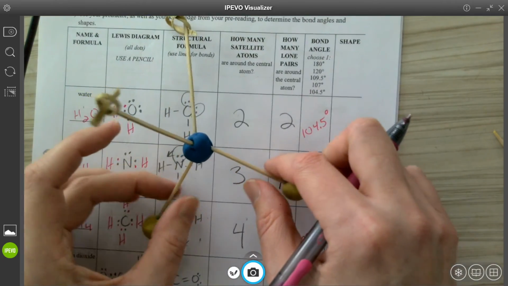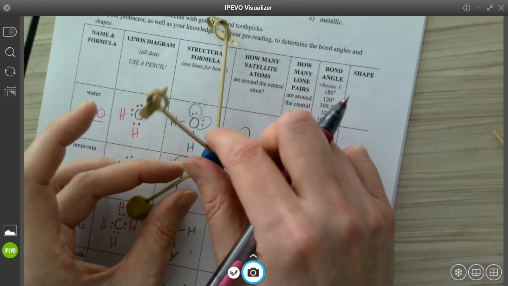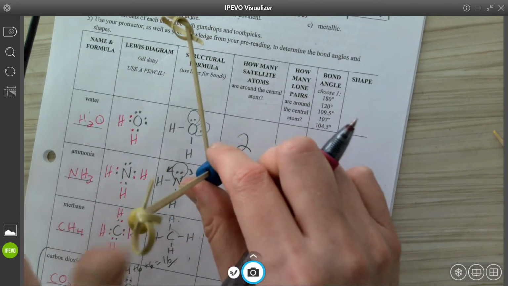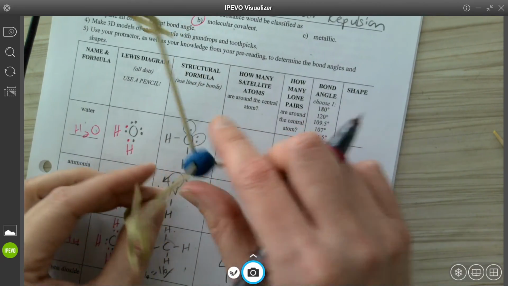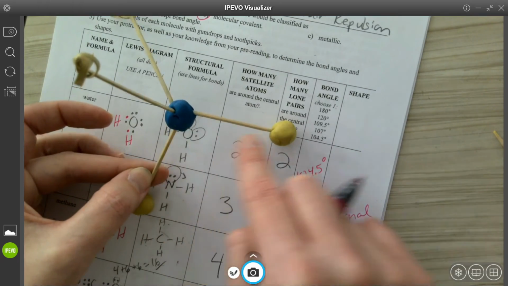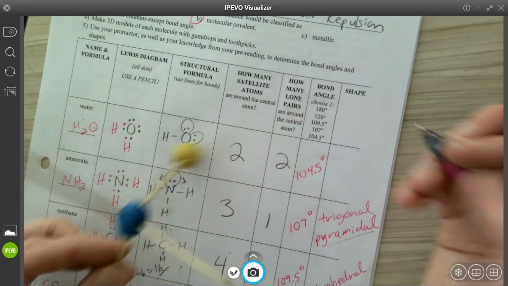And the word for this shape, if you ignore the lone pairs, the lone pairs are taking up space and they affect the shape, but they're not really a part of the shape. Just look at this shape right here. We call this bent.